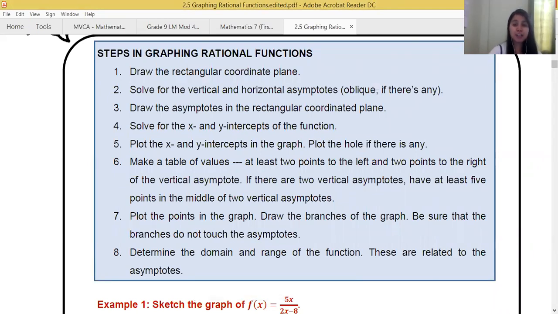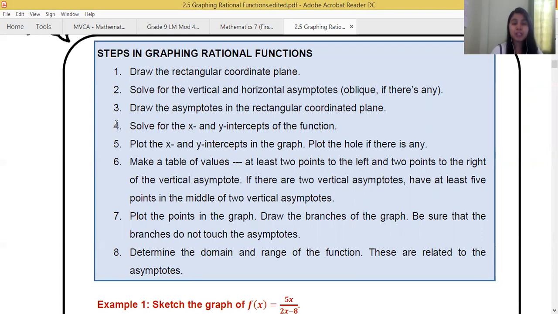How to graph rational functions. Here are 8 simple steps for you to follow. Step number 1. You need to draw the rectangular coordinate plane. It will be better if you have a graphing paper so that you could draw it easier. Second, you need to solve for the vertical and horizontal asymptotes. Third, you need to draw the asymptotes in the rectangular coordinate plane.